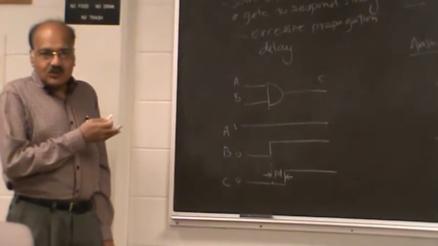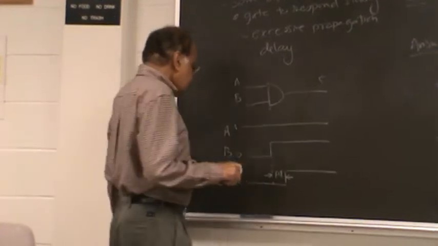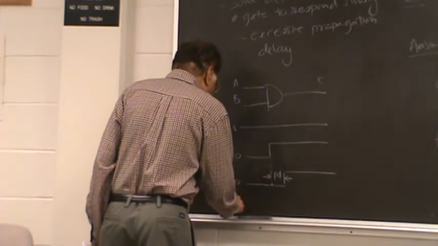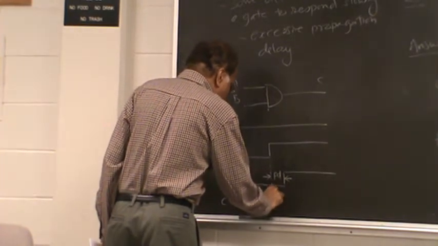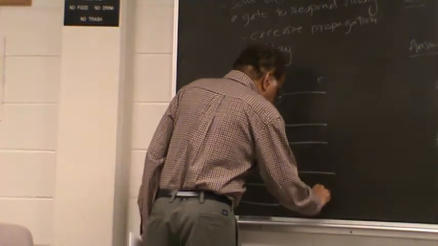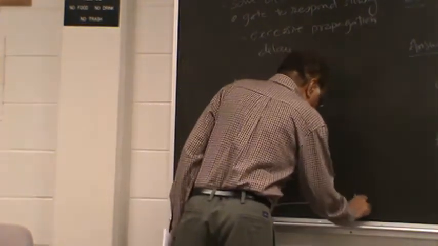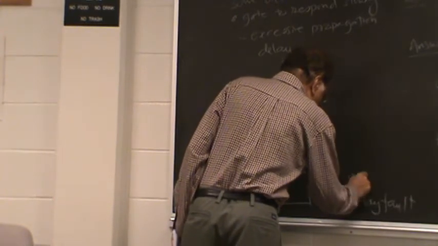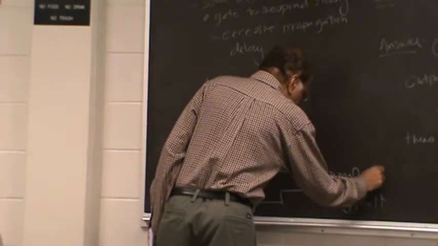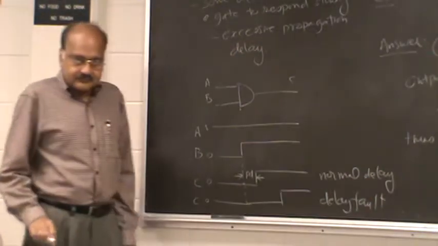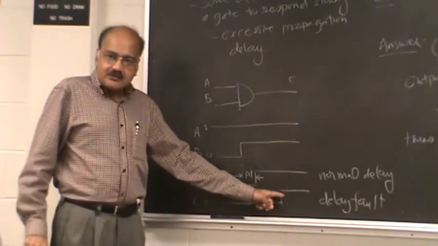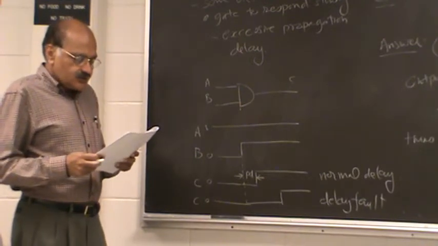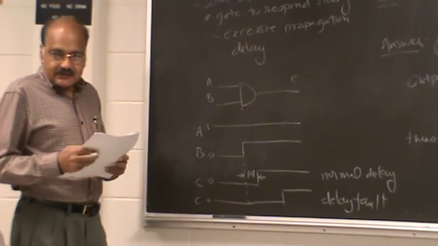Now maybe this is the normal propagation delay, and if you have a delay fault, it could be like this. So in presence of a delay fault, let me show here. Maybe it responds like this. So this is when you have a delay fault. And let's assume this is normal delay. So it responds, but takes longer. And so how can you detect delay faults?